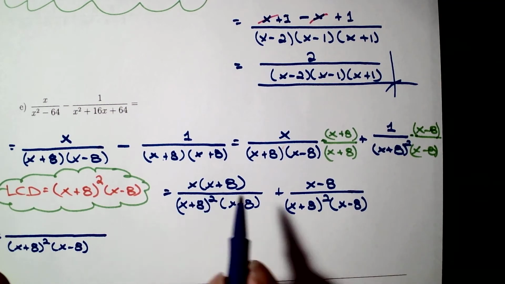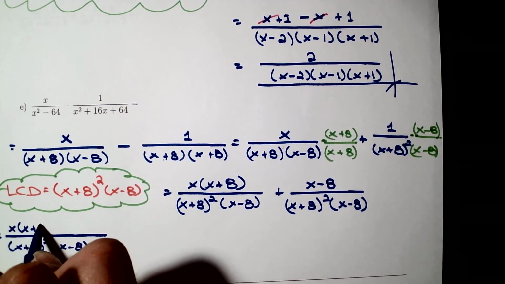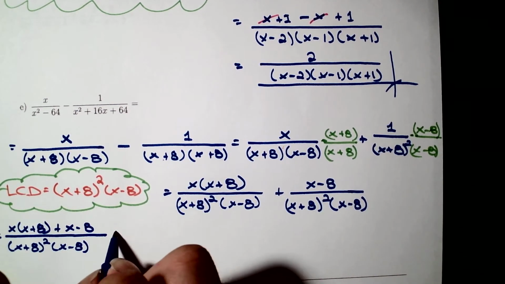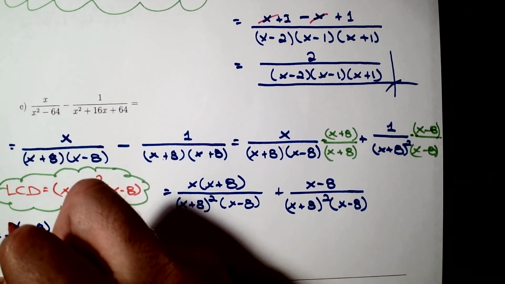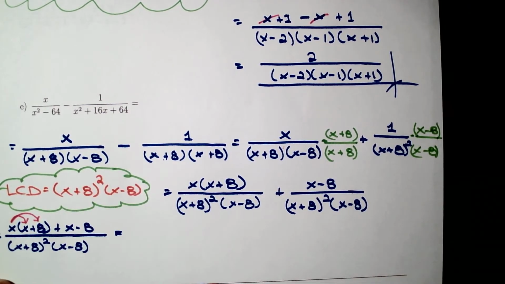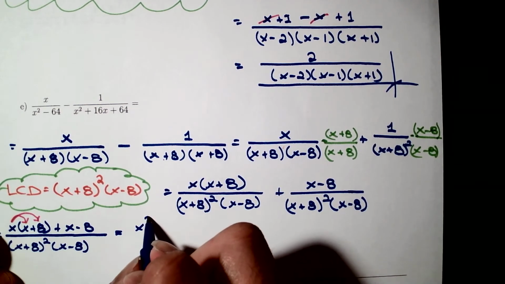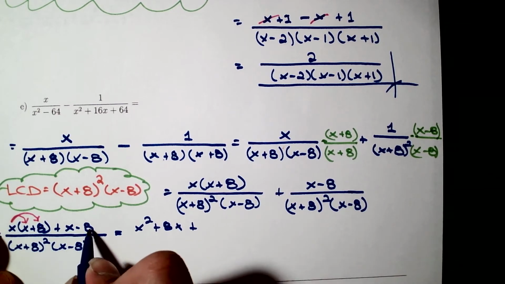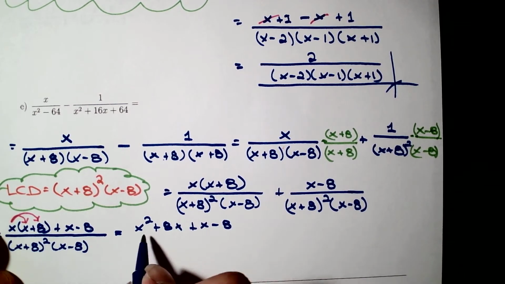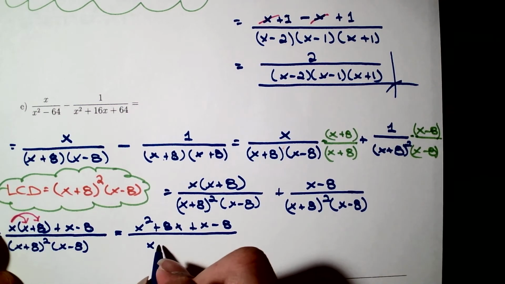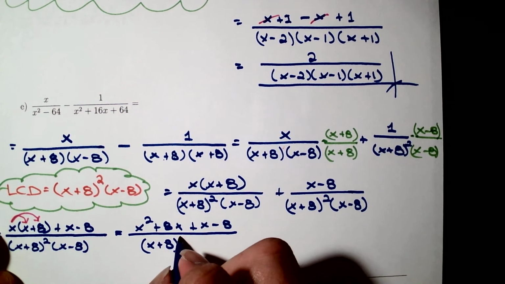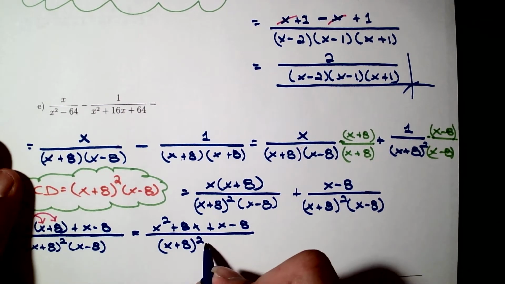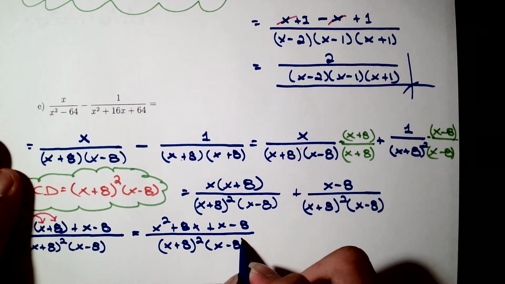That under, okay, x times x plus 8 plus x minus 8. So what are we going to have? X times x times 8. That's x squared plus 8x plus x minus 8. X plus 8 quantity squared times x minus 8. And be careful.